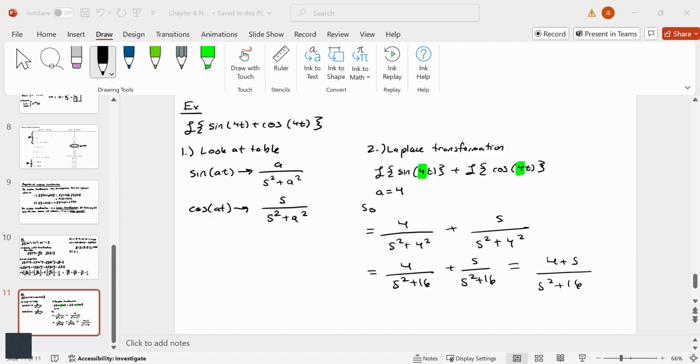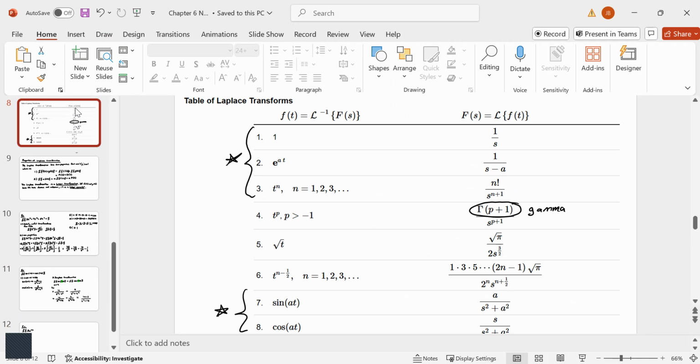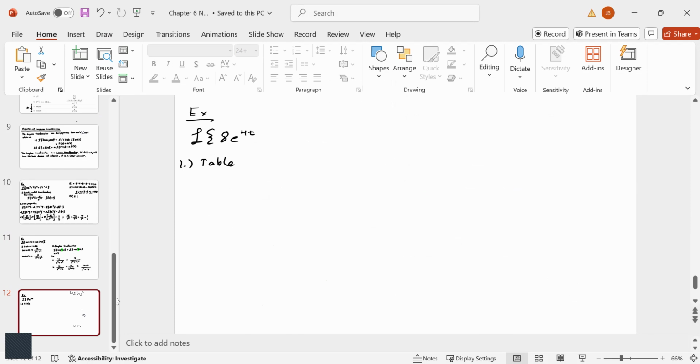So now let's do one with the exponential. The Laplace transformation of 8e to the 4 times t. So again, step number one is look at the table. If we look at the table, we notice that e to the at is 1 over s minus a. So now we have our formula. Step two, Laplace transform.